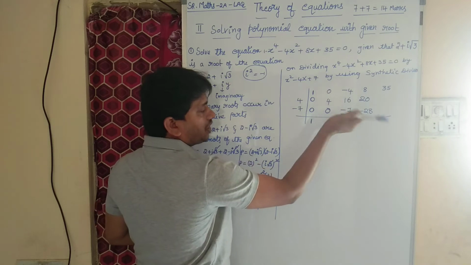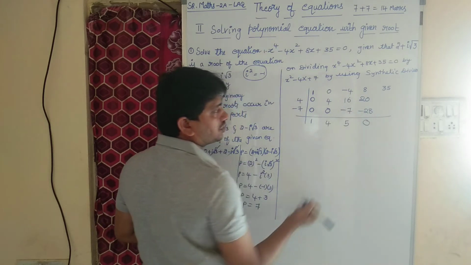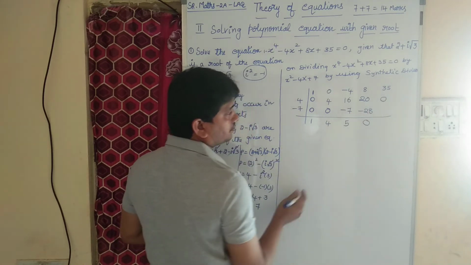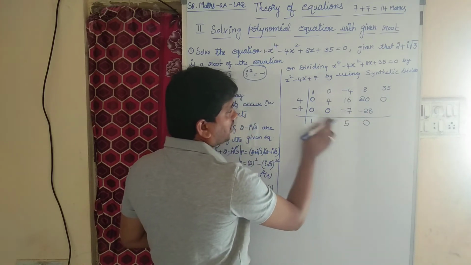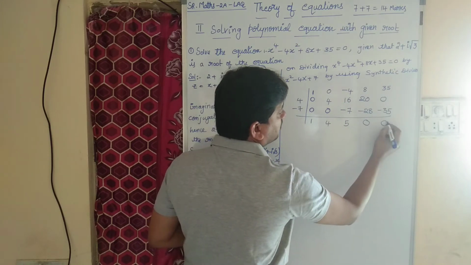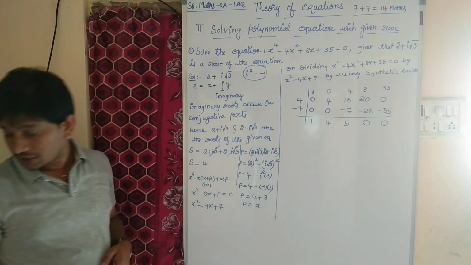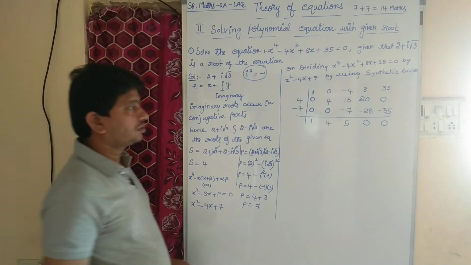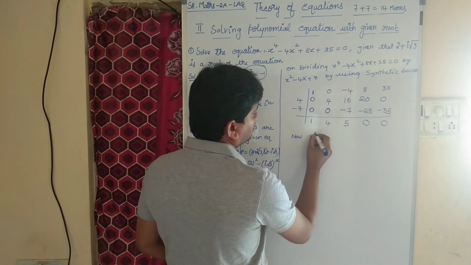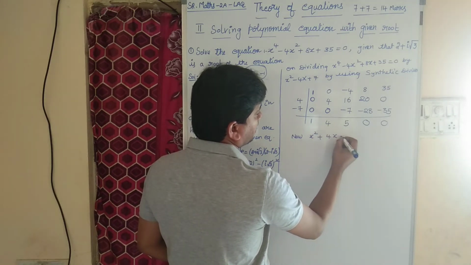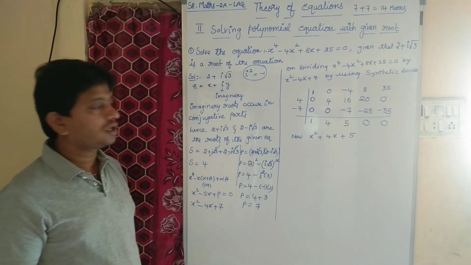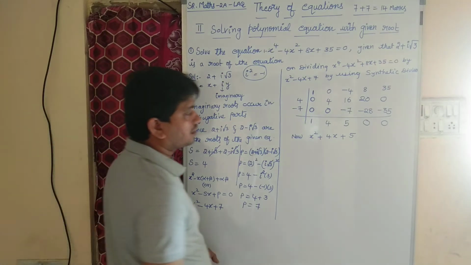So 8 plus 20, 28. 28 minus 28, 0. Now 0 into 4, 0. And 5 into minus 7, 35. Again 35 minus 35, 0. And the last two terms will become 0 now. Right? Now this will become x square coefficient. And this will become x coefficient and this will become constant. Okay, now let us solve this equation, right?